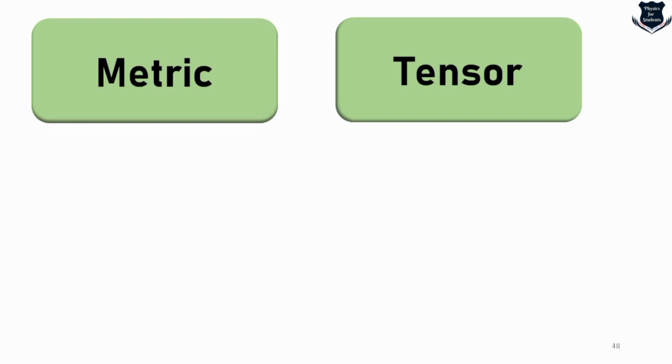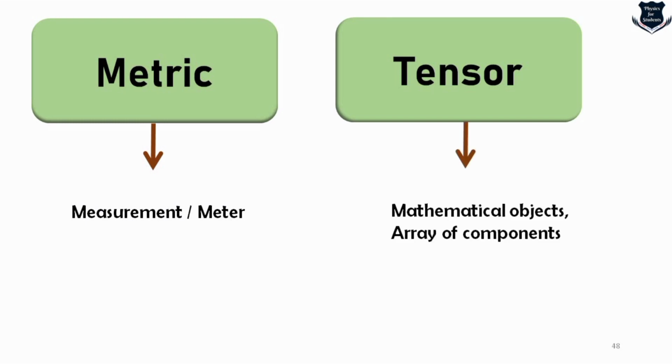So what do we mean by metric? In general, metric means a measurement or a meter. Either we are measuring success, height, length, breadth, whatever we are measuring, it is a kind of a metric. So we measure it in terms of meter. Now tensor, these are mathematical objects or an array of components. I will just explain to you. Between this metric and tensor, there is a relationship. There's a funny figure where this person is thinking about what would be the relation between metric and tensor.